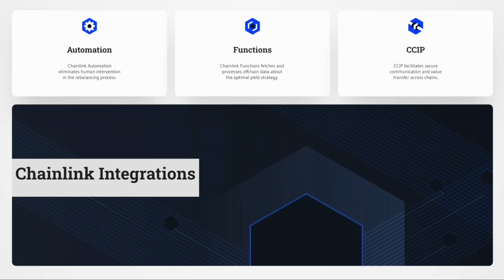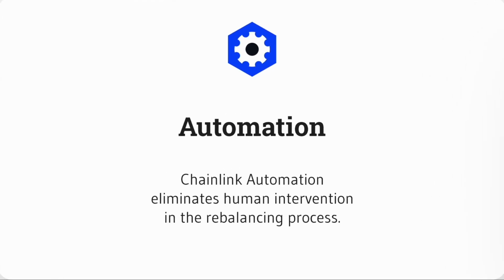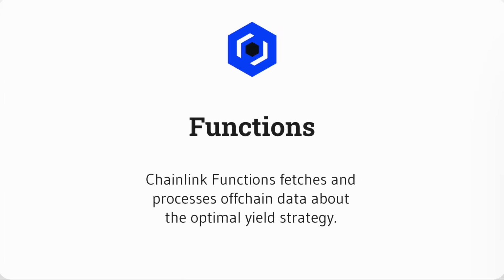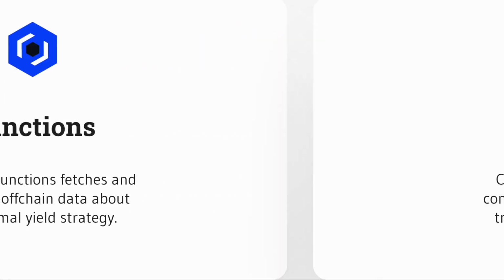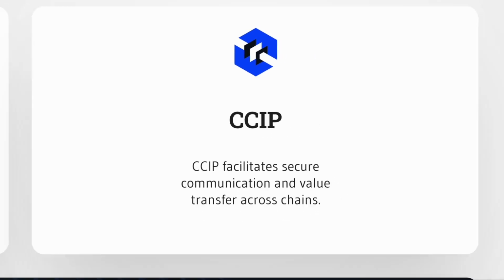None of this would be possible without Chainlink's reliable services. Automation eliminates the need for human intervention, functions enables the secure retrieval of optimal yield data, and CCIP facilitates robust cross-chain communication and value transfer.